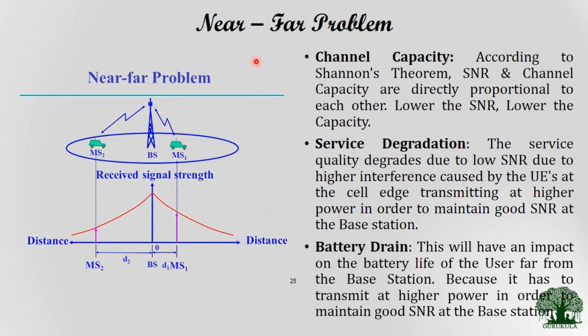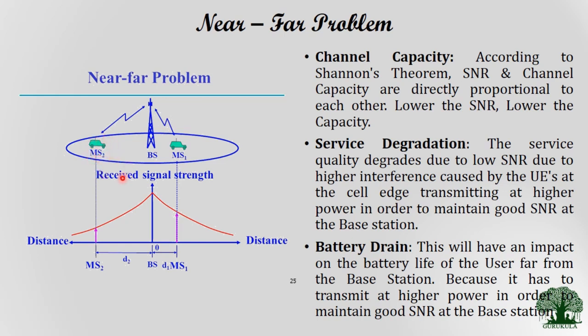So let us consider that this is a near-far problem illustration. When you observe this figure, this is the base station which is serving a geographical area marked like a circle over here, and you can observe that we have two mobile stations, MS1 and MS2. MS1 is very close to the base station and MS2 is farther from the base station. Let us consider that MS2 is the desired user which I want to serve now.